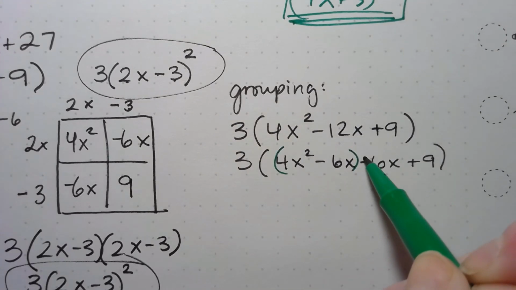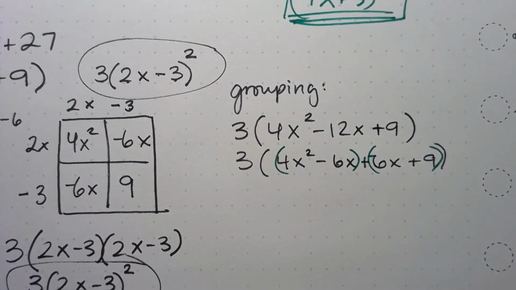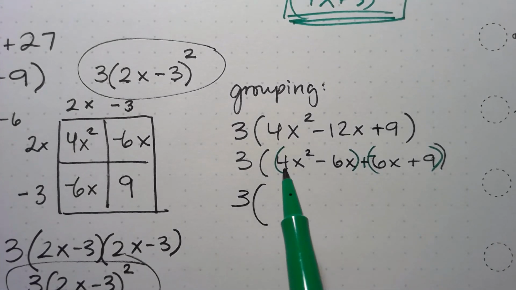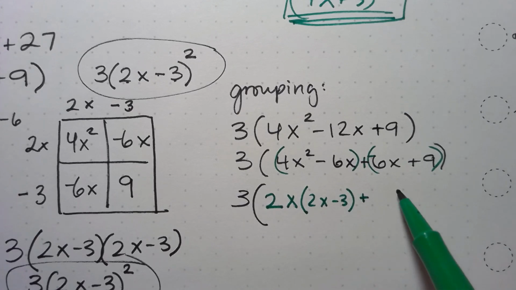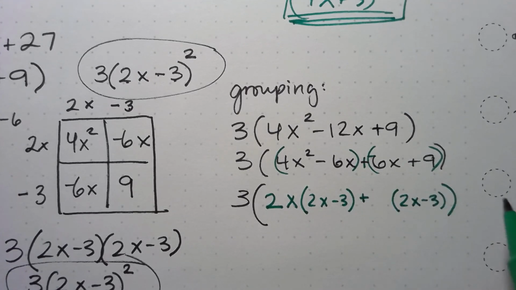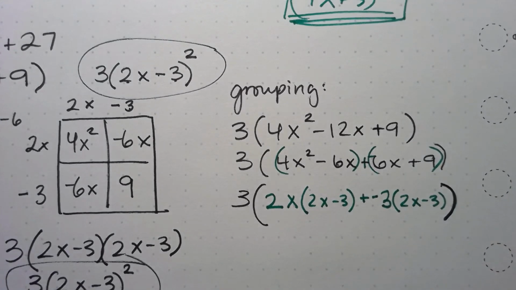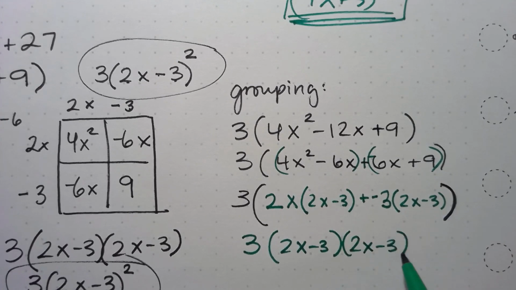Let's group these two together. I'm going to do the additive inverse here, just so that I don't have that negative sign mess me up. And we're going to get 3 times, let's divide out a GCF here, 2x, and I'll be left with 2x minus 3 plus, now remember I need to have a 2x minus 3 left over. So in order to get a 2x minus 3, I have to divide out a negative 3. So my final answer is the 3 I have outside here, 2x minus 3. Divide that out and multiply by what's left, which becomes 3 times 2x minus 3 squared.